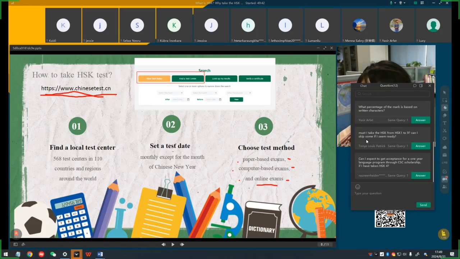Must I take the HSK from HSK 1 to 9? Can I skip some if I seem ready? Yes, of course. It depends on which level you are at right now. For example, if your goal is just to study Chinese here in China and you want to apply for a scholarship, you can just study Chinese first. You don't need to take HSK 1 and 2. Skip that. Just take HSK 3.